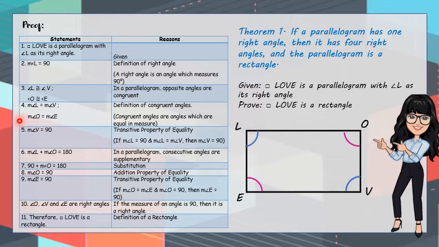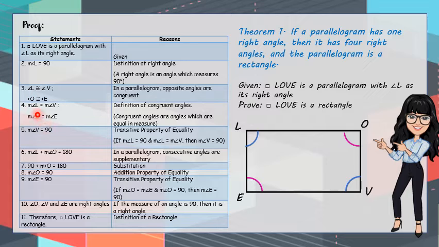Next, number 4. Since angle L is congruent to angle B, then we can say that measure angle L is equal to measure angle B. Now try to notice here, we are using the angle, just the angle. We only have the angle.